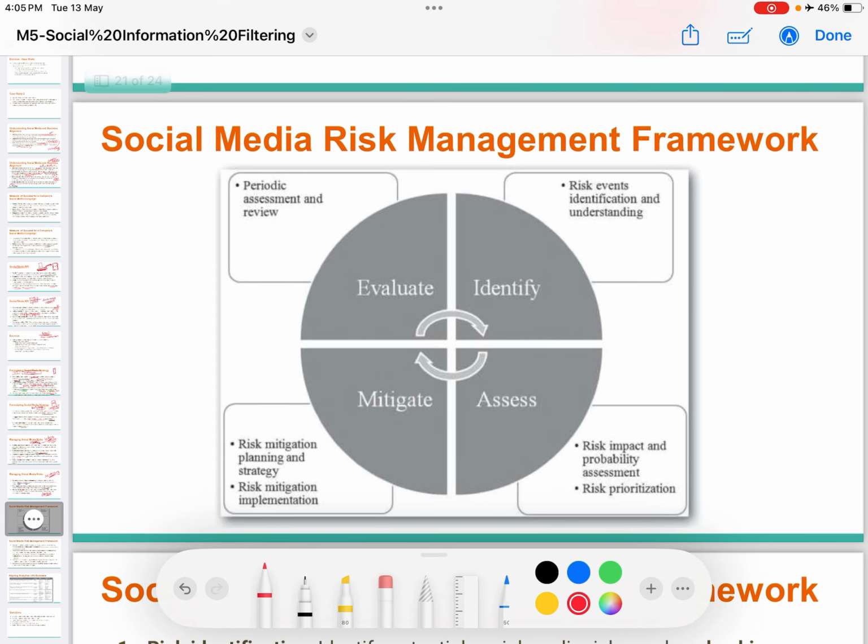Social media risk management framework. First is to identify the risk, then assess, then mitigate, and then evaluate.